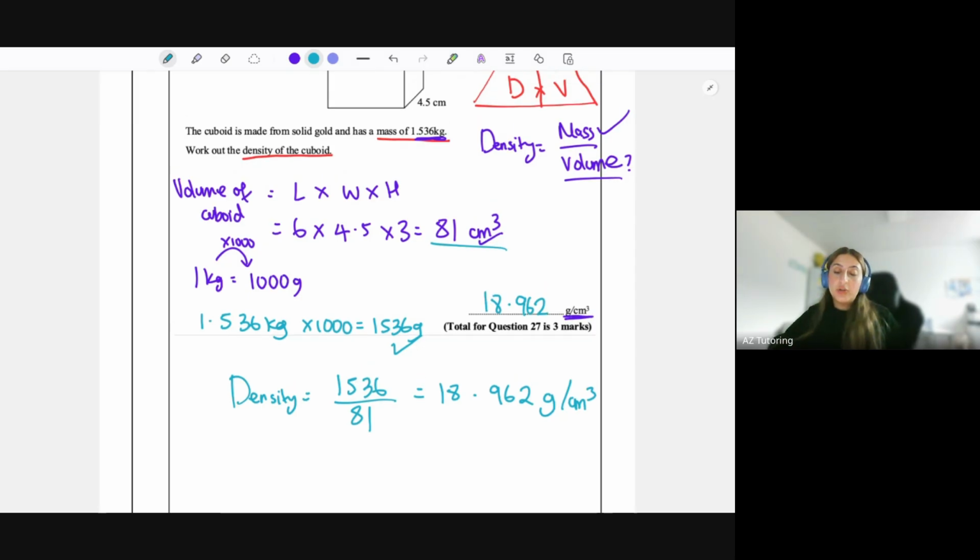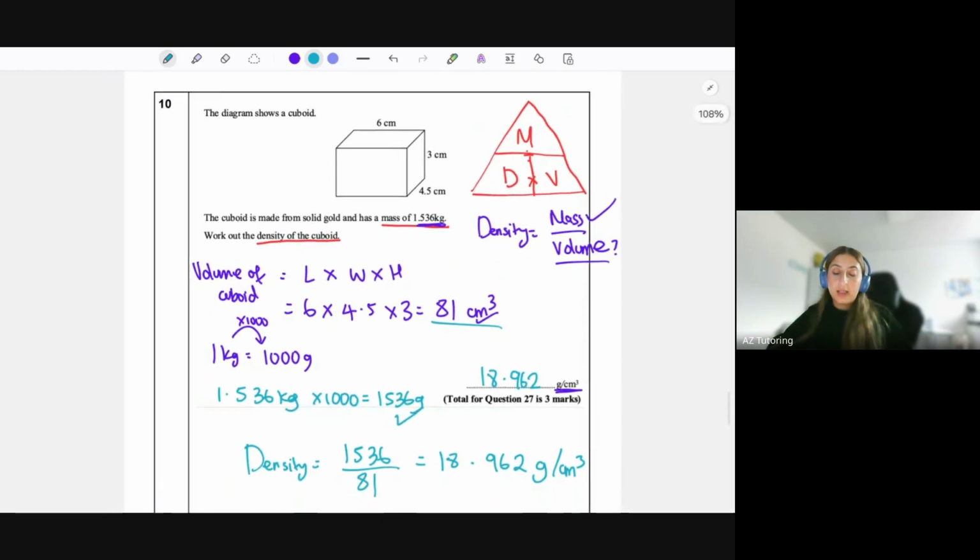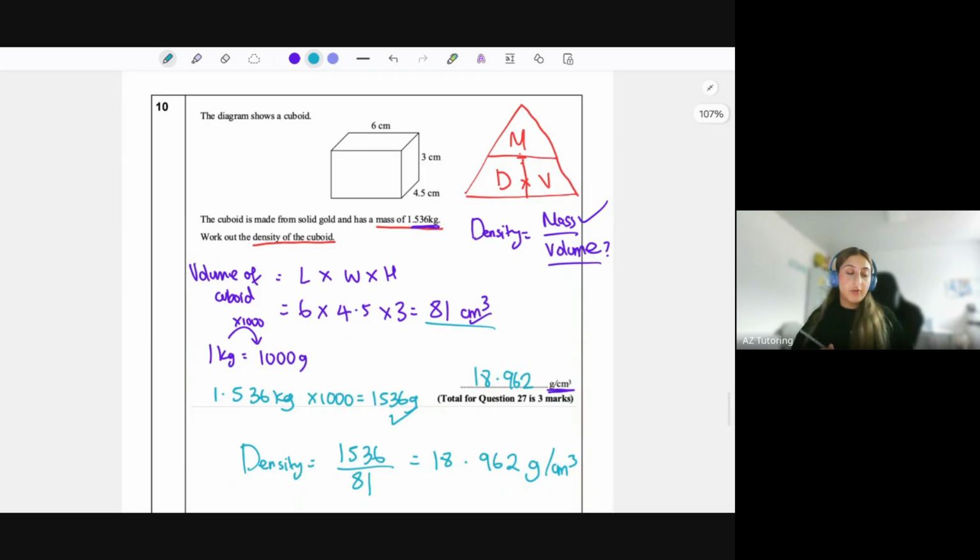So always make sure you're drawing the triangle out, and that way you can see how to rearrange it. Don't try rearranging it in your head because it's very easy to make mistakes. And always look out what units are given to us. The unit in the question will give an indication if you need to convert any units like we did here. We converted that one, otherwise we would have got a different answer. So those two things to always look out for: units and the conversions.